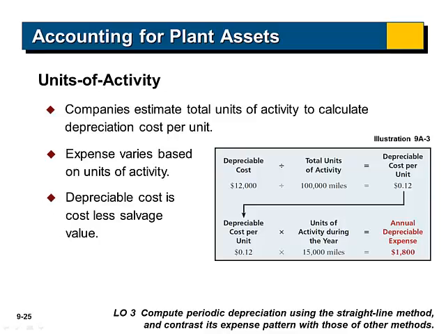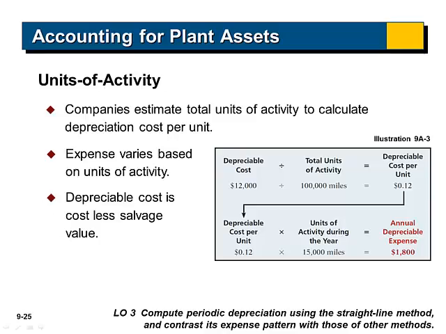Okay, so we've talked about the straight line rate. We've talked about the double declining balance rate. Now let's talk about the units of activity method. So the units of activity method is a method where companies estimate the total units of activity to calculate depreciation costs per unit. And the expense varies based on the units of activity.